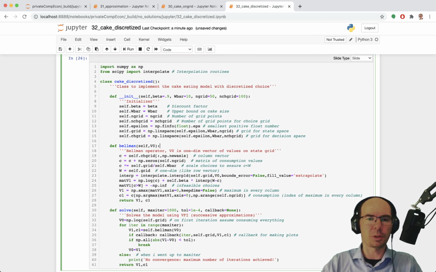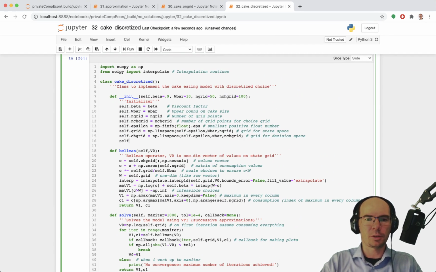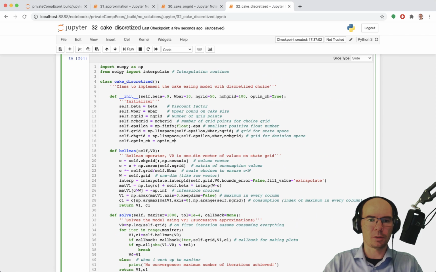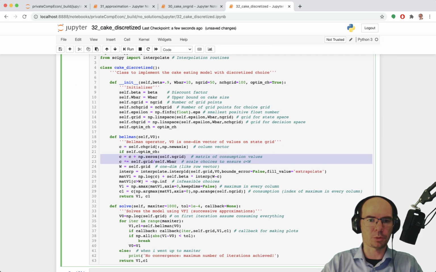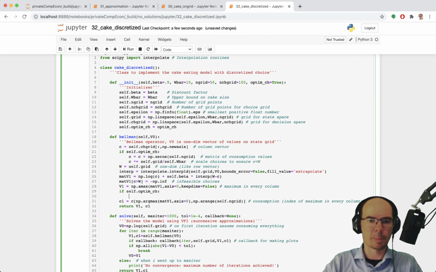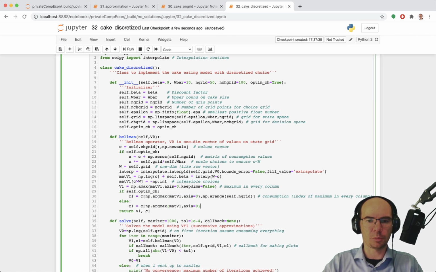And I've changed the code, but it would be actually better to include some sort of a switch. So let's try to include the switch. Let's call it optim choice, and let's make it true by default. Optimization of the choice grid, that's what it means here. We'll make it into another attribute, and then let's just change this here to be able to turn it off. So if choice optimization is done, else we should have just the normal what we had before.